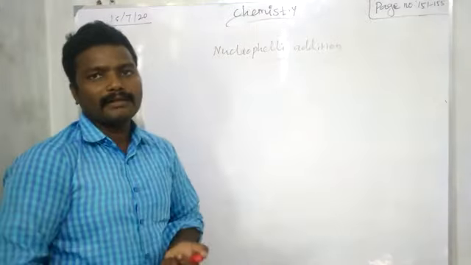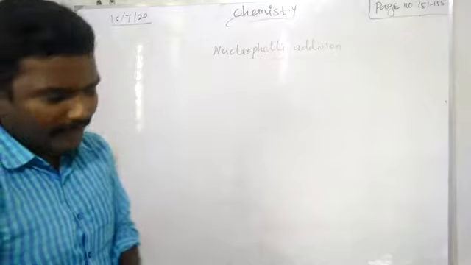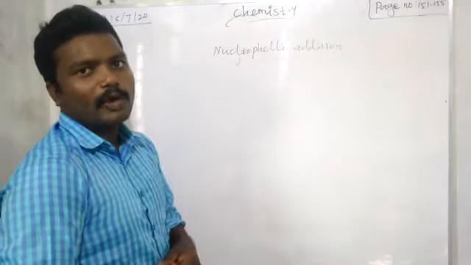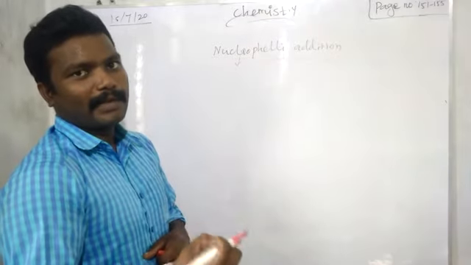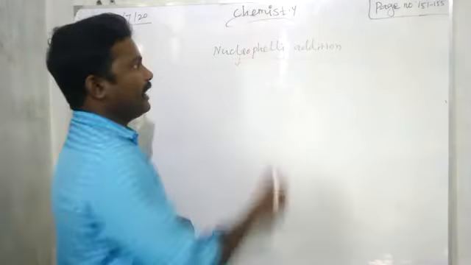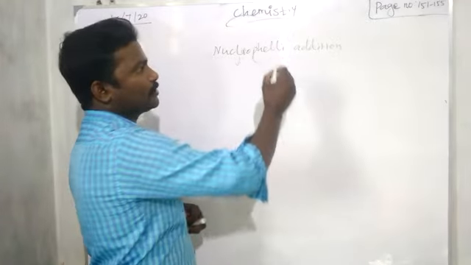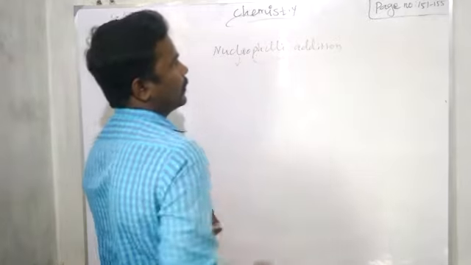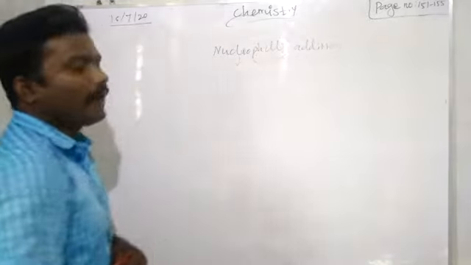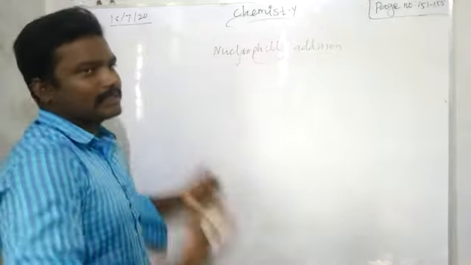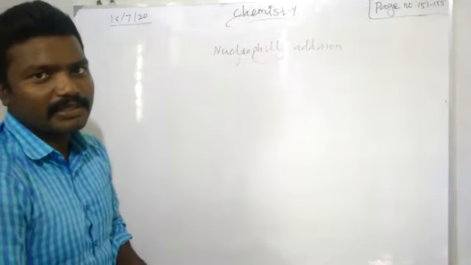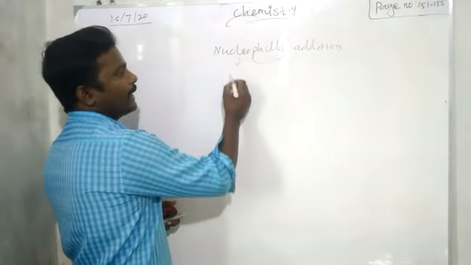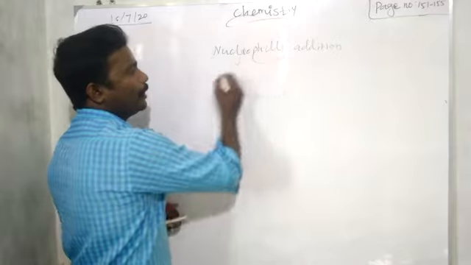We are going to add the nucleophile. First tell me what is a nucleophile. A nucleus-attracting element or group is called a nucleophile. Phile means attraction. Nucleus attraction means the nucleus has positive charge. Which one will attract the nucleus? Negative charge. So the negative elements are called nucleophiles.